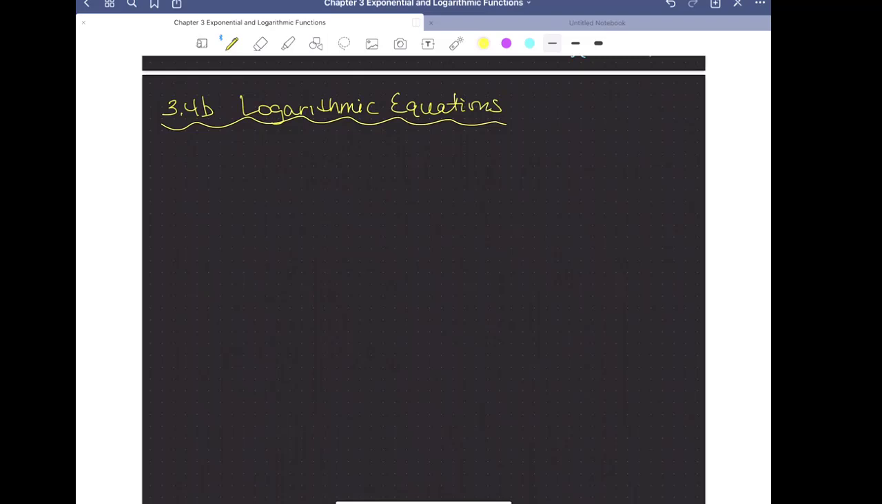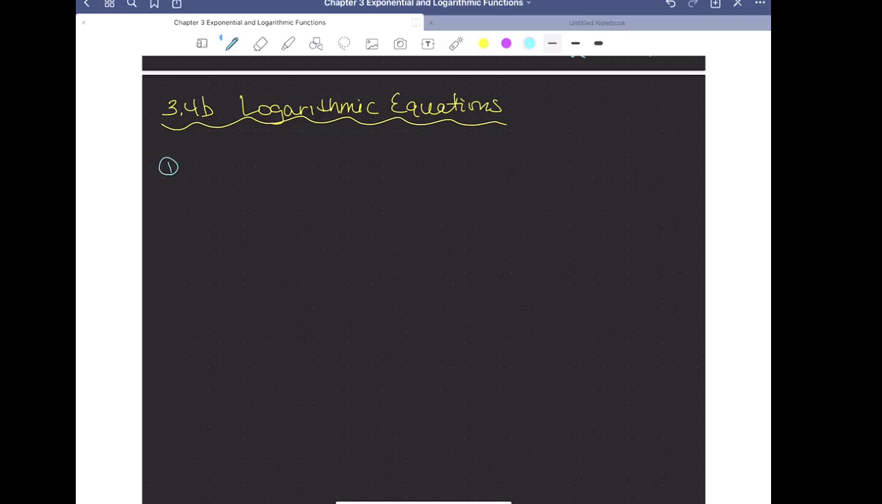In 3.4a, we looked at those exponential equations. So everything was written exponentially, and then we went through and we solved them. So today, it's almost like just the opposite, right? We're going to actually look at those logarithmic equations and then go through and solve them. So I think I got like 4 examples for us to go through, kind of like what we did yesterday, right? So let's just jump right into it today.